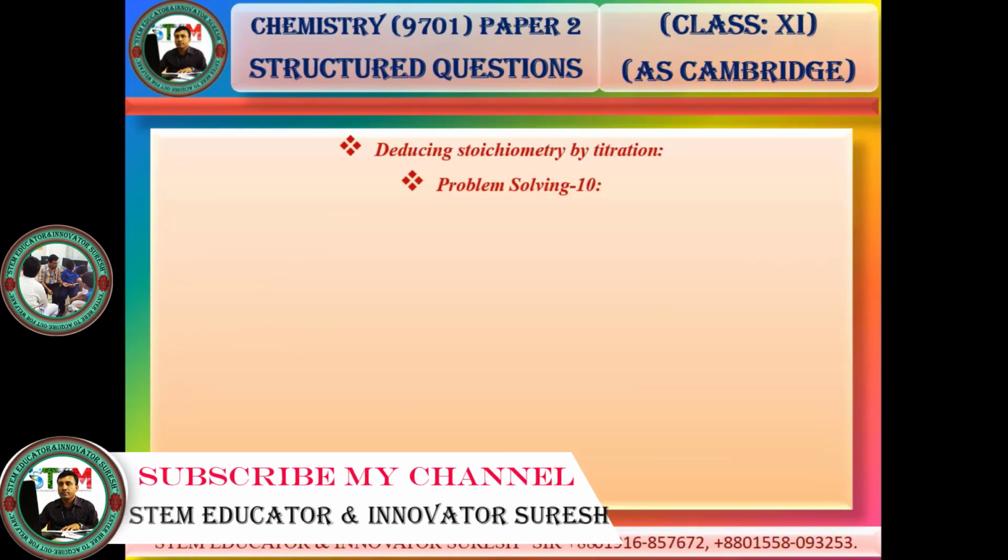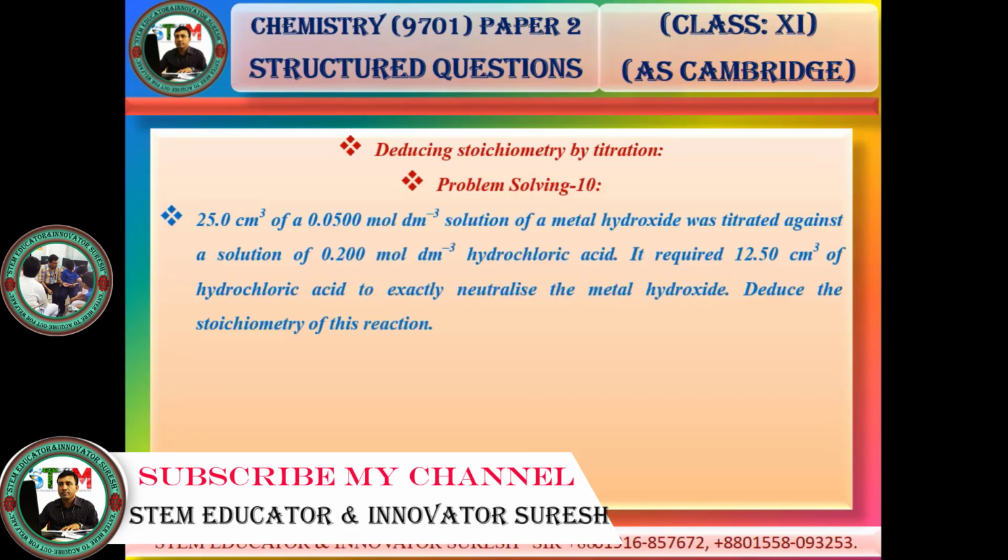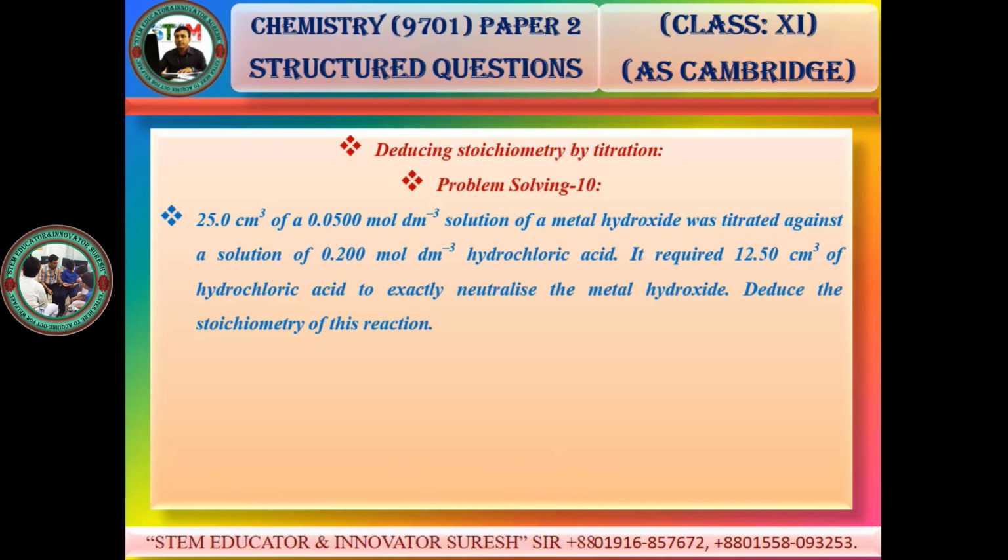Deducing stoichiometry by titration, and it's problem solving 10. 25.0 cm3 of 0.0500 mol per dm3 solution of a metal hydroxide was titrated against a solution of 0.200 mol per dm3 hydrochloric acid. It required 12.50 cm3 of hydrochloric acid to exactly neutralize the metal hydroxide. Deduce the stoichiometry of this reaction.